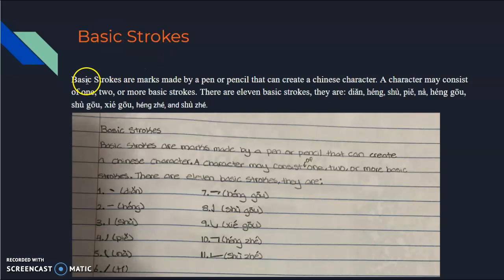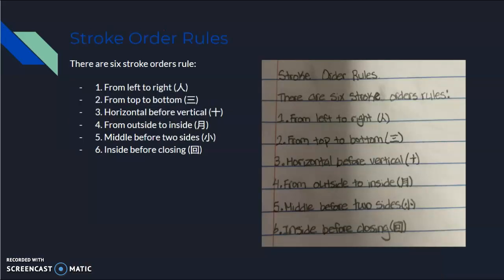Basic strokes. Basic strokes are marks made by a pen or pencil that can create a Chinese character. A character may consist of 1, 2, or more basic strokes. There are 11 basic strokes. They are Dian, Han, Shu, Piet, Na, Ti, Han, Go, Shu, Go, Sai, Go, Han, Zhi, Shu, Zhi.